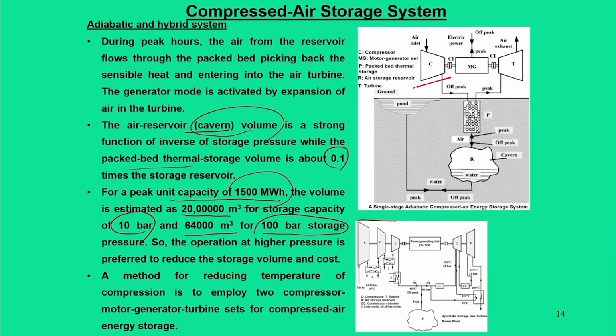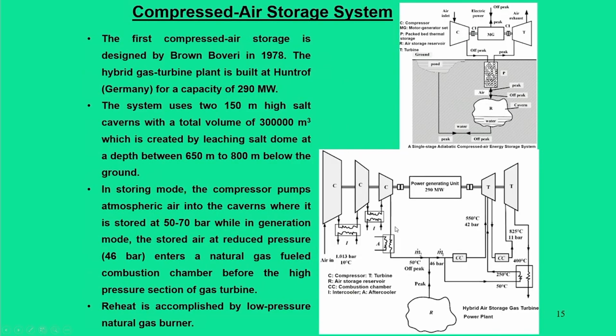So, this is a case of 3-stage compression and 3-stage expansion in the turbine, and everything we do is an air compressor and air turbine. Let us try to see if there is any workable model available in compressed air storage systems. The first compressed air storage system was designed and built at Brown Brewery in 1978. It is a hybrid gas turbine plant built at Hernhof, Germany for a capacity of 290 megawatt.